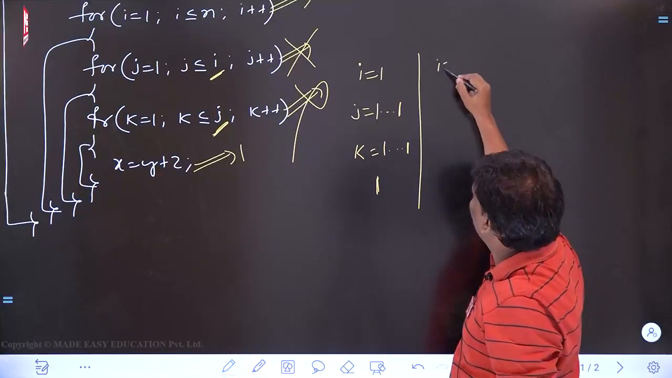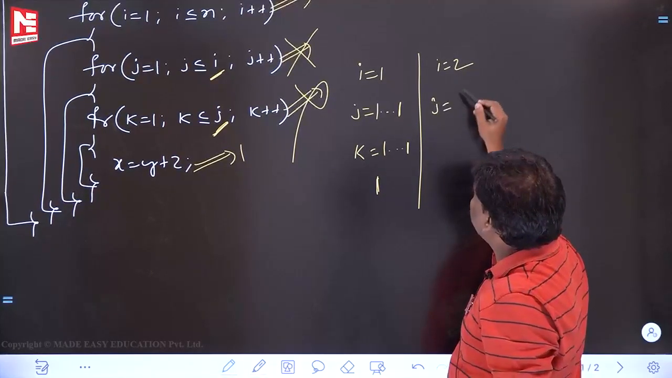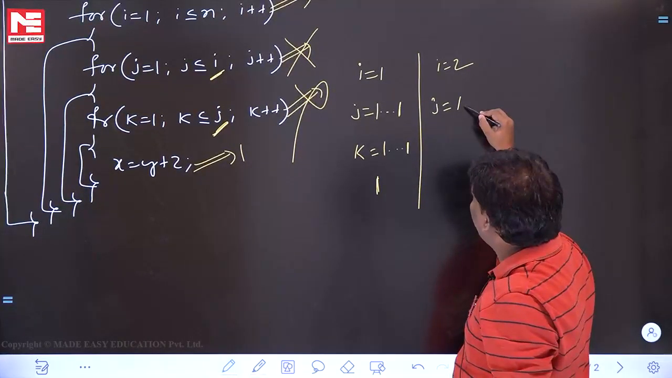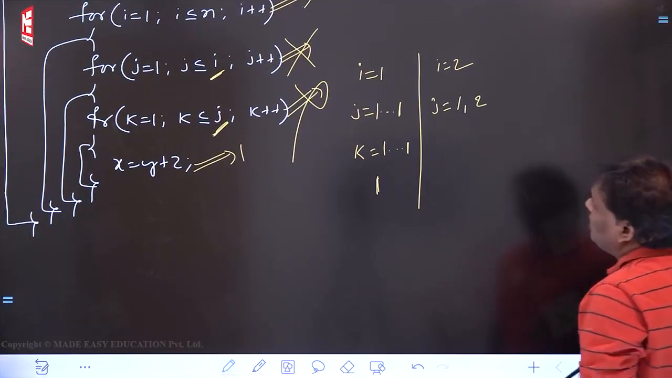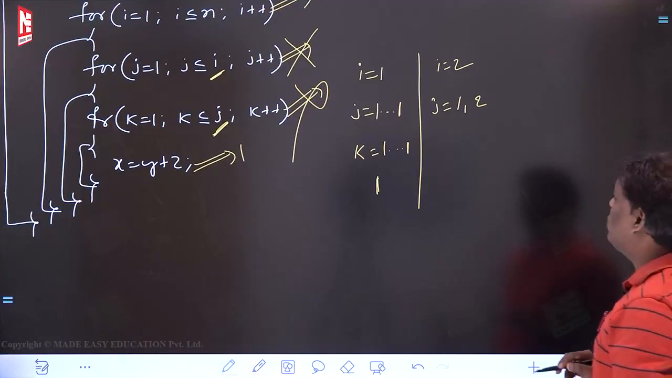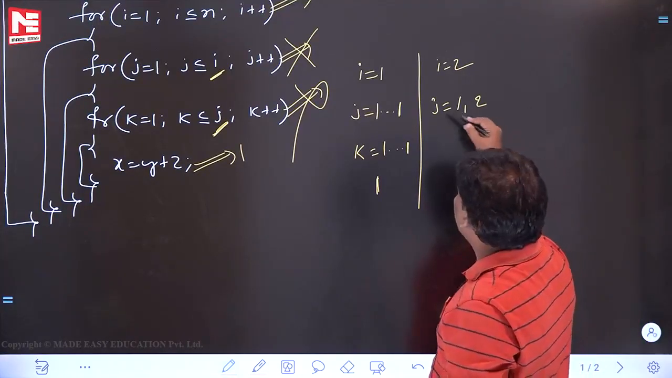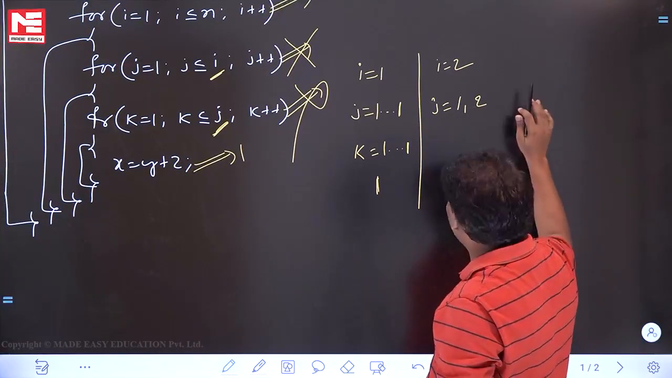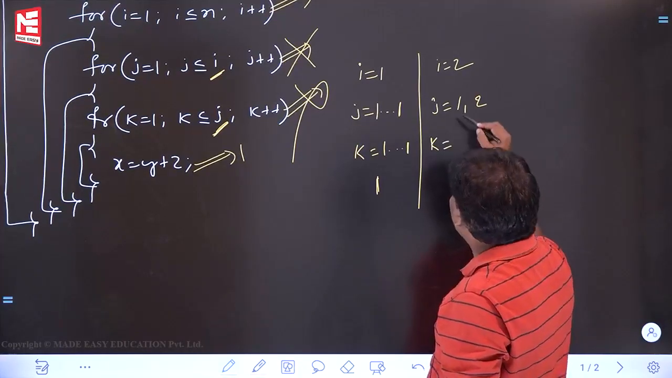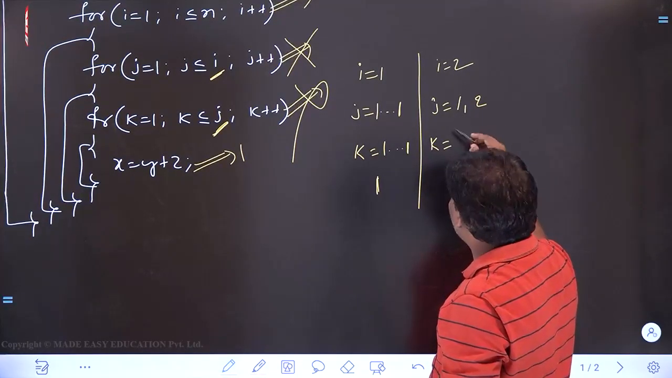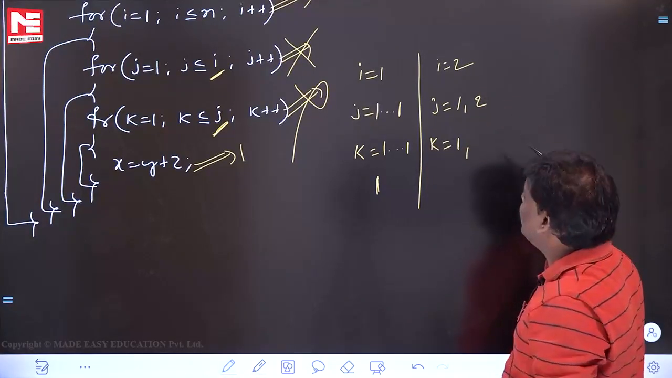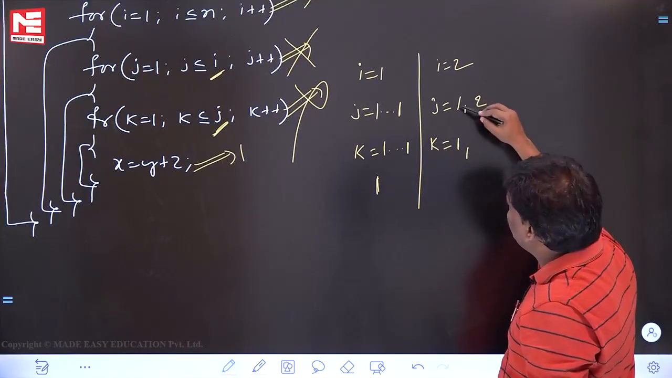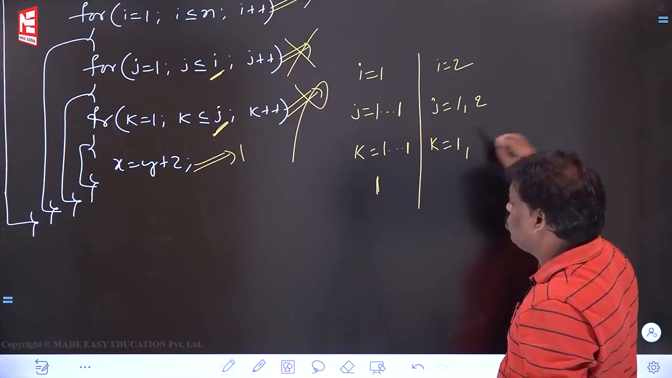Now I is equal to 2. What about J loop? If I is equal to 2, J loop is until I, so J value is 1 and J value is 2. Then what about K loop? If the J value is 1, K loop is 1 to 1, 1 time. If the J value is 2, how many times is K loop? If the J value is 1, K loop is 1 to 1, 1 time, it's okay.